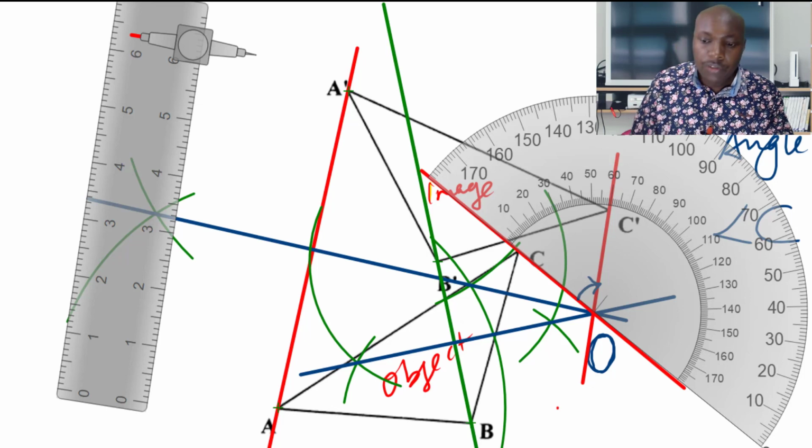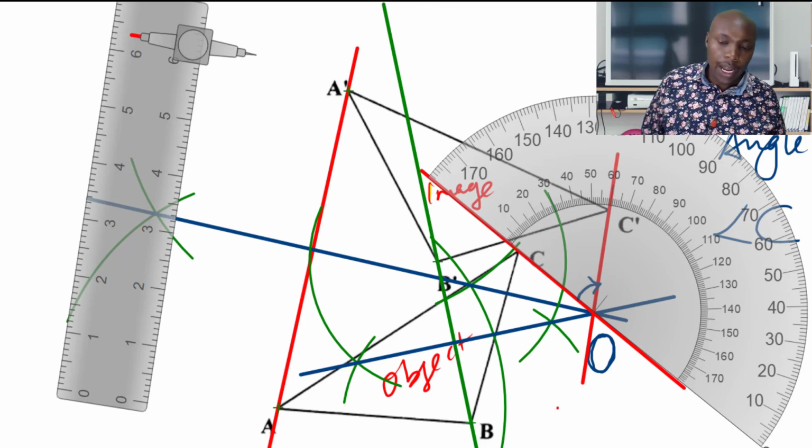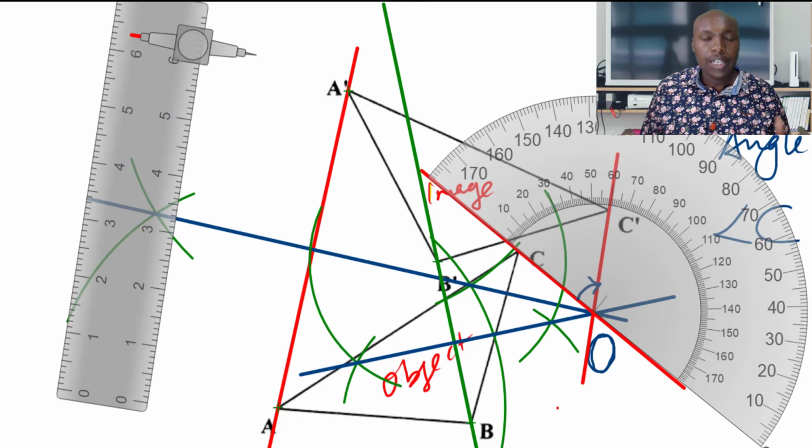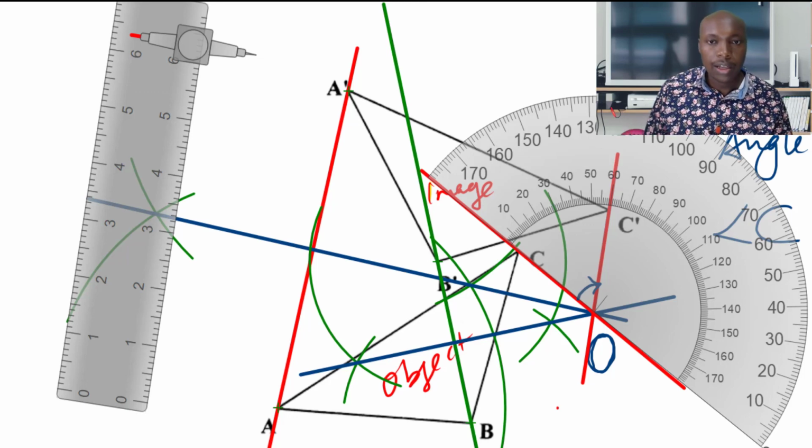So if it is clockwise direction, that angle is therefore negative 60 degrees. If the movement could be anti-clockwise, it could be positive. So that is basically how we're supposed to find the center of rotation and the angle of rotation.